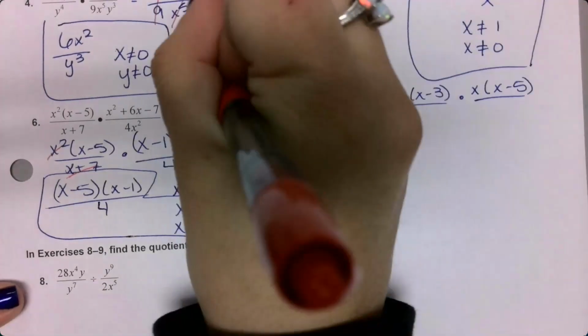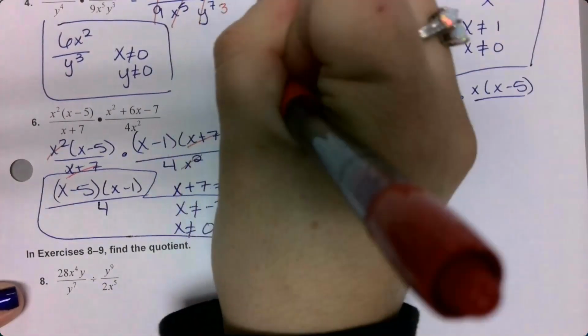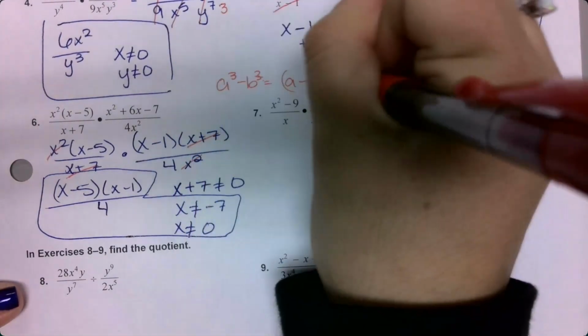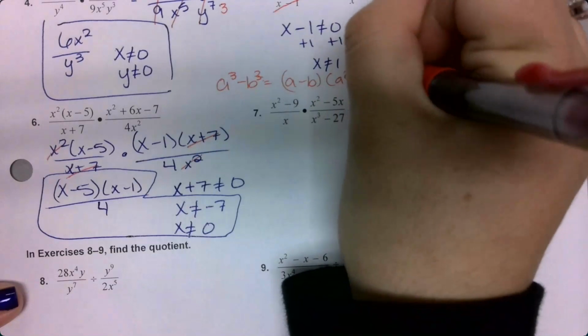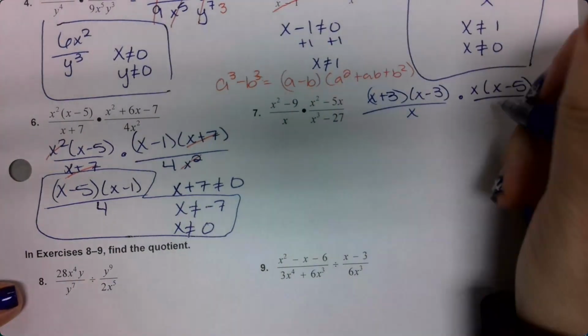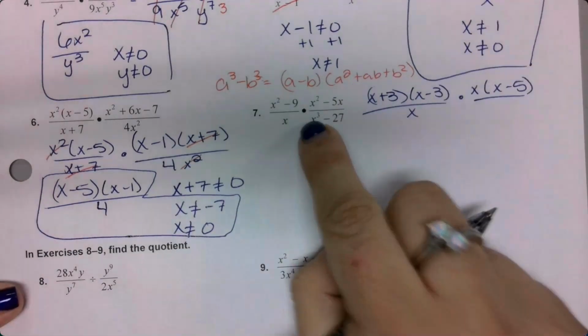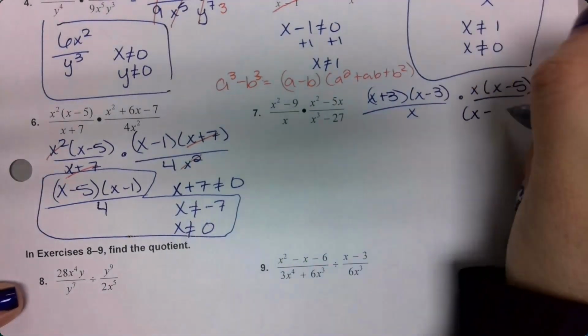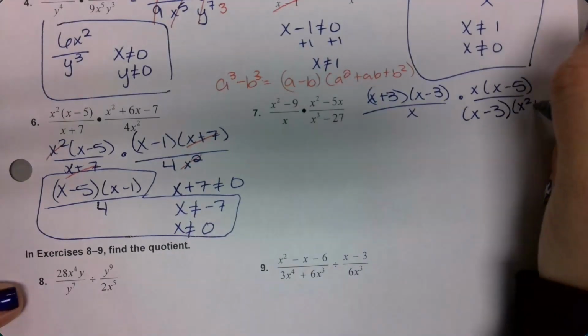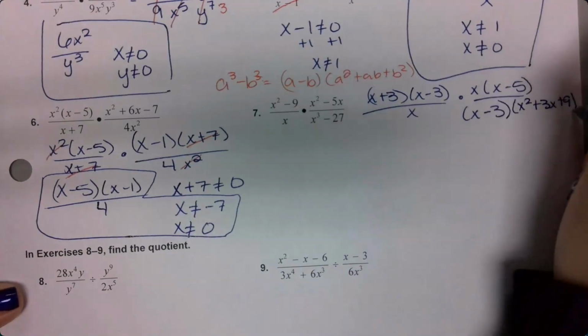So this is following the pattern a cubed minus b cubed equals a minus b times a squared plus ab plus b squared. So my cube root of x is x. My cube root of 27 is 3. So I have x minus 3. Then it's going to be x squared plus 3x plus 9.